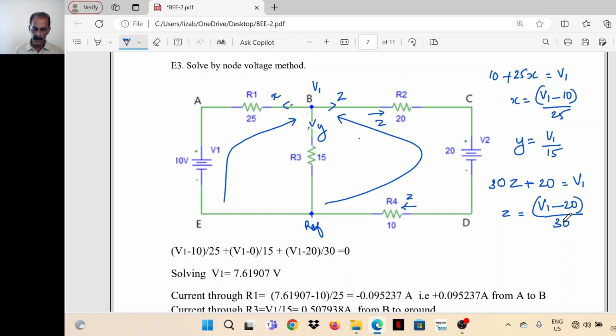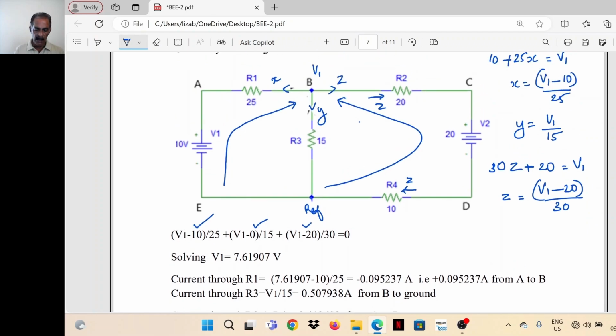So the node equation is X plus Y plus Z is equal to 0, or V1 minus 10 divided by 25 plus V1 by 15 plus V1 minus 20 divided by 30 equals 0. There is only one unknown in this equation, which is V1, which we can find by solving it. We will get V1 equal to 7.62 volt, which we already got in the previous example.